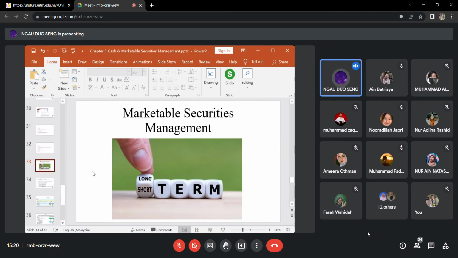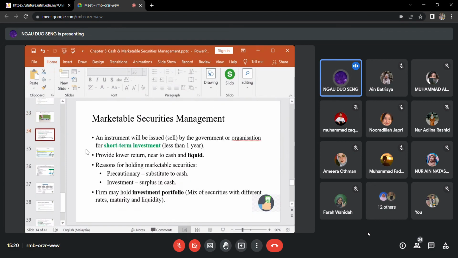All right, next we have the marketable security management. So here, marketable securities are an instrument issued or sold by a government or organization for short-term investment, less than a year. Marketable security provides lower return, near to cash and liquid.